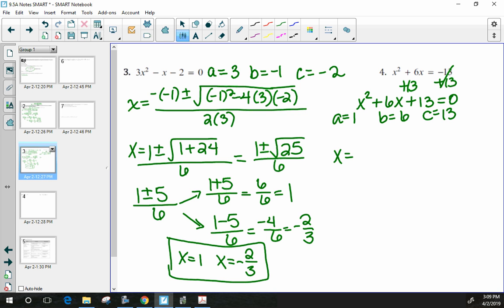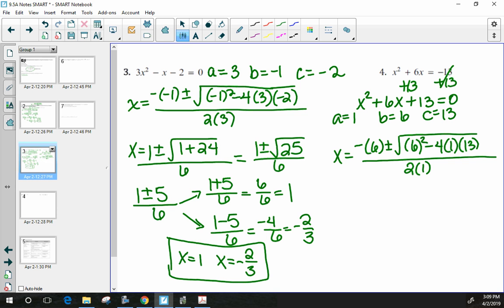X equals -b plus or minus the square root of b squared minus 4ac. All of that over 2a. Just like that. Okay? See if that's what you got when you entered all the values for A, B, and C. Are we okay with that?